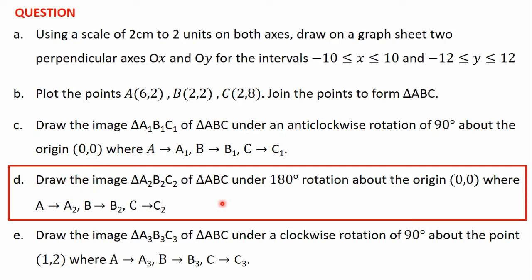The D part says to draw the image triangle A2, B2, C2 of triangle ABC under a 180 degrees rotation about the origin with coordinates 0, 0, where A maps to A2, B maps to B2, and C maps to C2. So here, we are going to draw the image triangle A2, B2, C2, which is the image of triangle ABC. The question is telling us that point A will give us A2, B will give us B2, and C will give us C2. And we are going to get A2, B2, C2 by rotating point A through a 180 degrees angle about the origin to get A2. Then we will do the same thing to point B to get B2. Then we will do the same thing to point C to get C2.